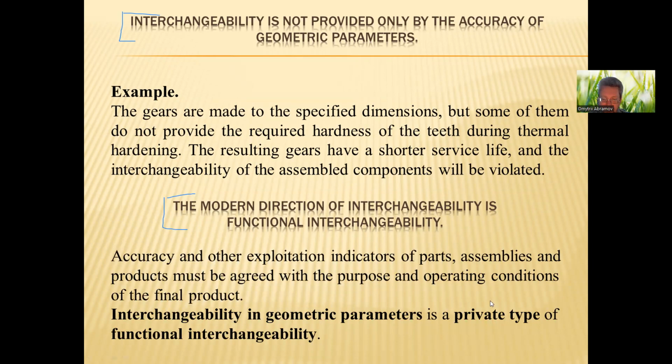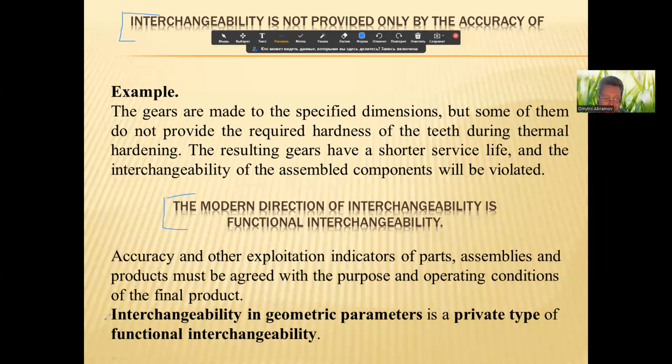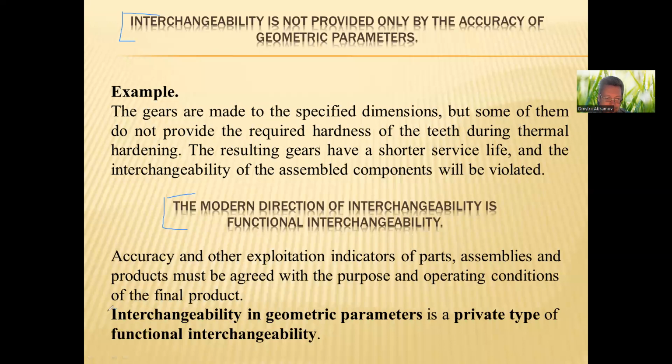So, write down in your notes that interchangeability is not provided only by the accuracy of geometric parameters. The modern direction of interchangeability is functional interchangeability, and interchangeability in geometric parameters is a private type of functional interchangeability.